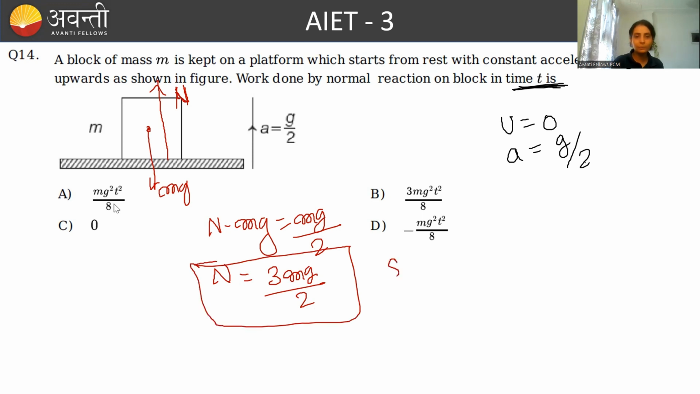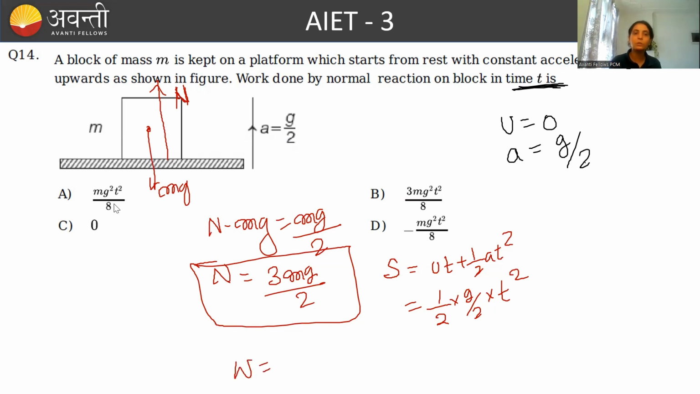Let's calculate the displacement. What is displacement? ut plus half at square. Initial velocity is 0. So this is half into g by 2 into t square. Okay? This is t square. If you write the value of the displacement, it is gt square by 4.